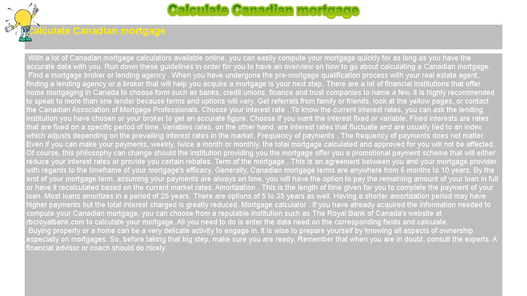Amortization. This is the length of time given for you to complete the payment of your loan. Most loans amortize in a period of 25 years. There are options of 5 to 35 years as well. Having a shorter amortization period may have higher payments, but the total interest charged is greatly reduced.